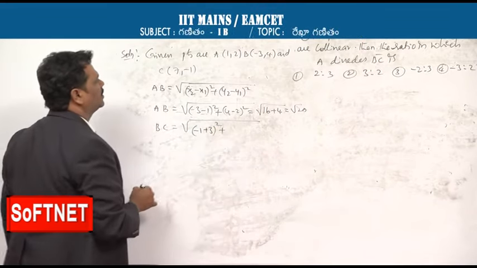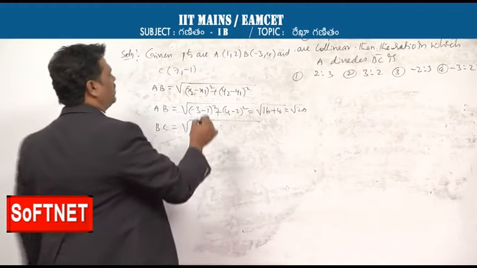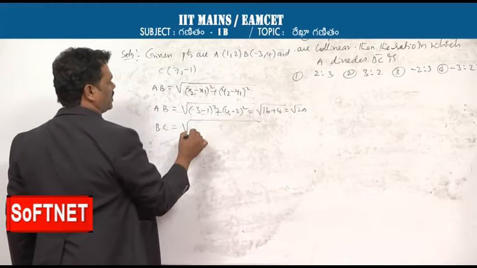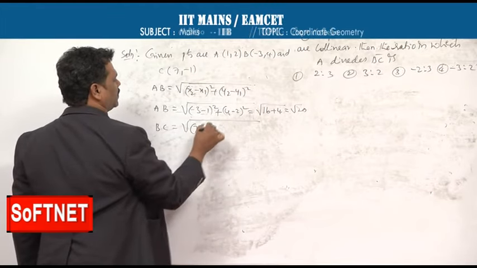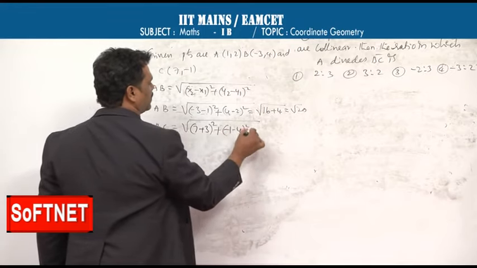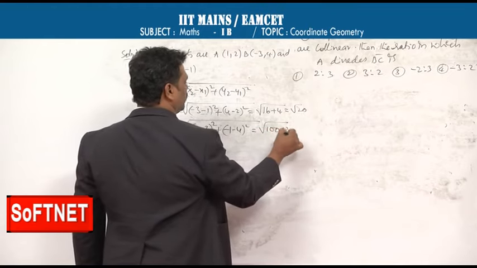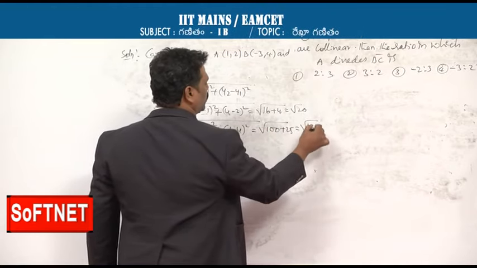And BC is equal to the distance of BC. B is minus 3 comma 4, C is 7 comma minus 1. So (7 plus 3) whole square plus (minus 1 minus 4) whole square, equal to 100 plus 25, root 125.